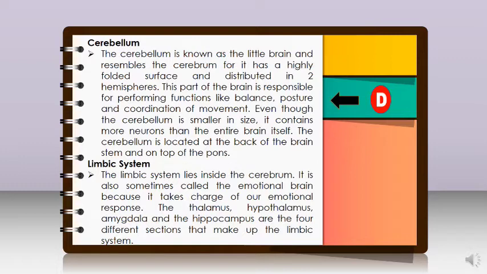Lies inside the cerebrum. It is also sometimes called the emotional brain because it takes charge of our emotional response. The thalamus, the hypothalamus, and the hippocampus are the 4 different sections that make up the limbic system.